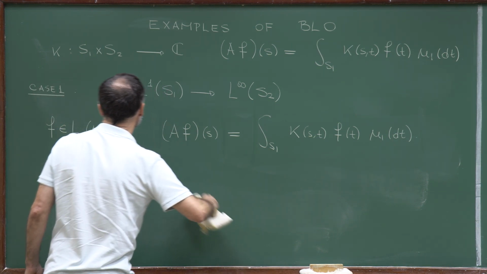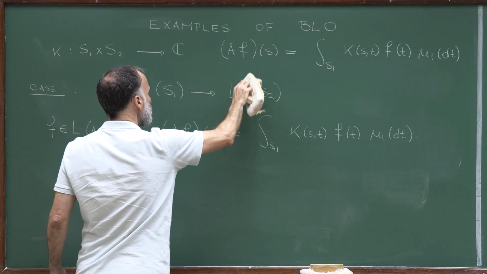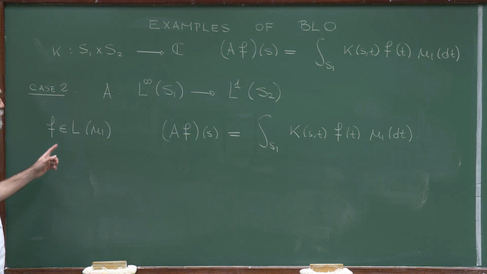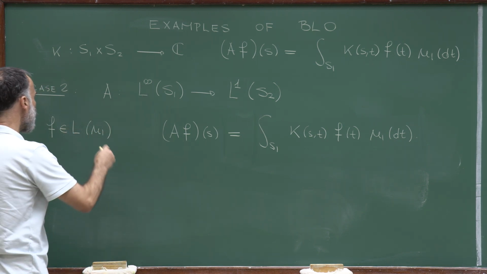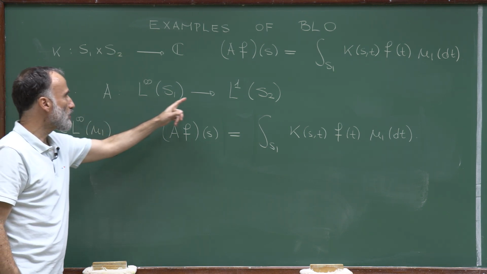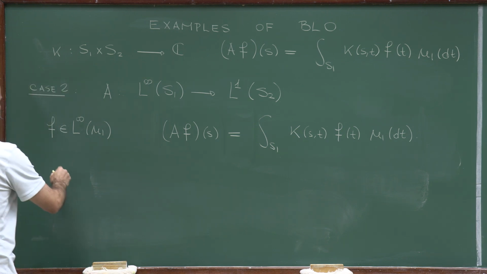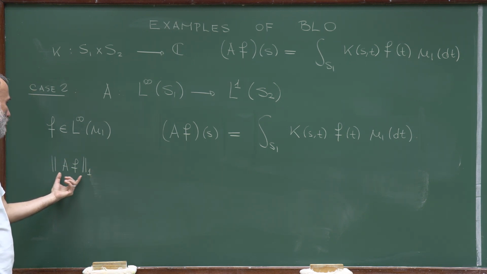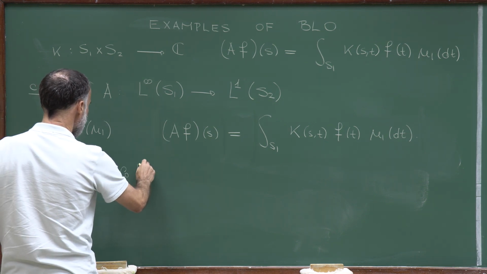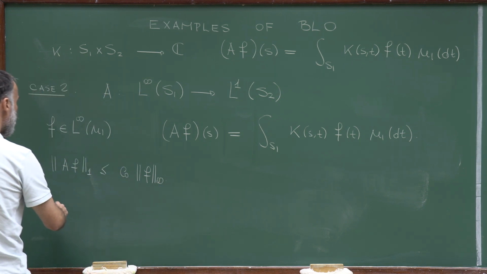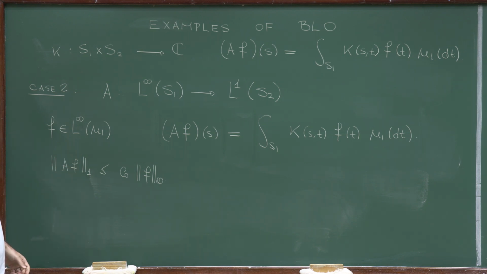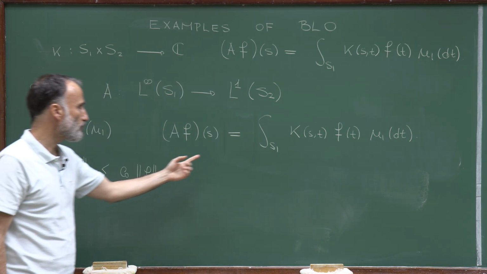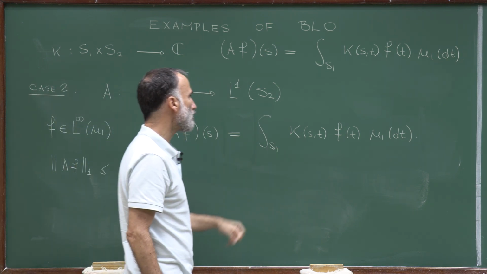So let's consider a second case. Case 2: I want now A to be a bounded operator from L infinity to L1. So again, I will consider a function f, which is now in L infinity, and I want A to be a bounded operator from L infinity to L1. So I want to estimate Af in the one norm, and I want to bound the one norm of Af by a constant times the L infinity norm of f. So I fix a function f in L infinity mu1, so a function which is essentially bounded, and I want to estimate the L1 norm of this expression in terms of the L infinity norm of f.